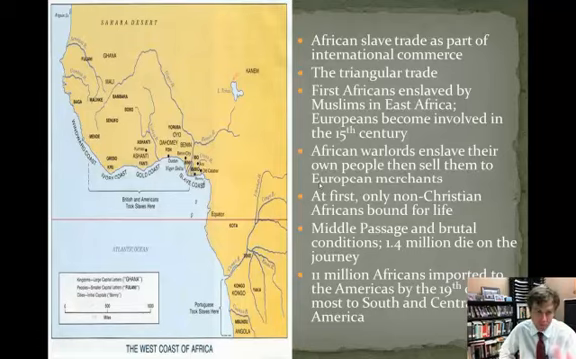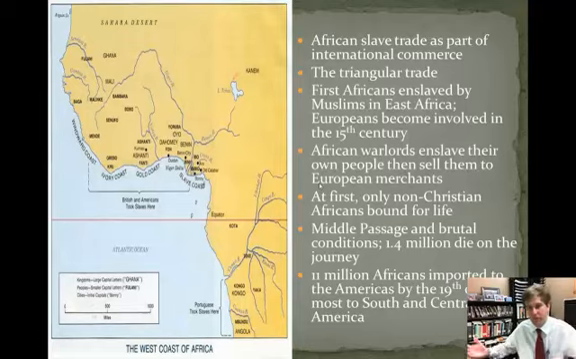send back manufactured goods. The first Africans were enslaved by Muslims in East Africa, and Europeans became involved in the slave trade around the 15th century. At first, African warlords would enslave their own people and then sell them to European merchants, and those European merchants eventually would have access to the interior of Africa, but that wouldn't be for a time. And at first, only non-Christian Africans were bound for life.